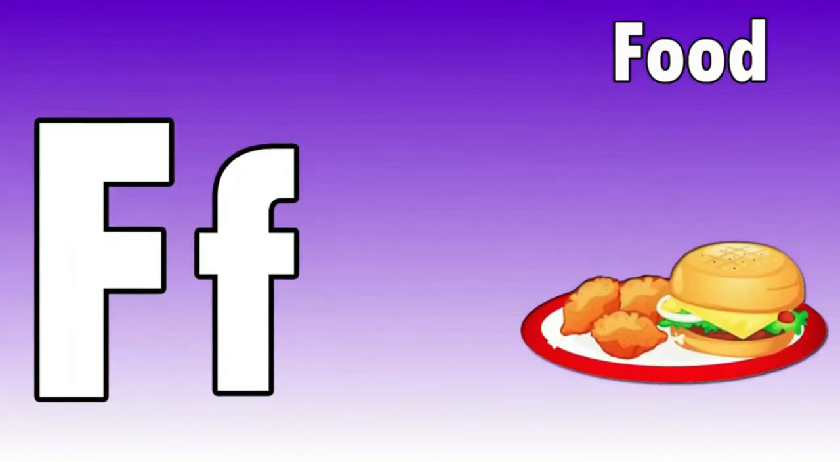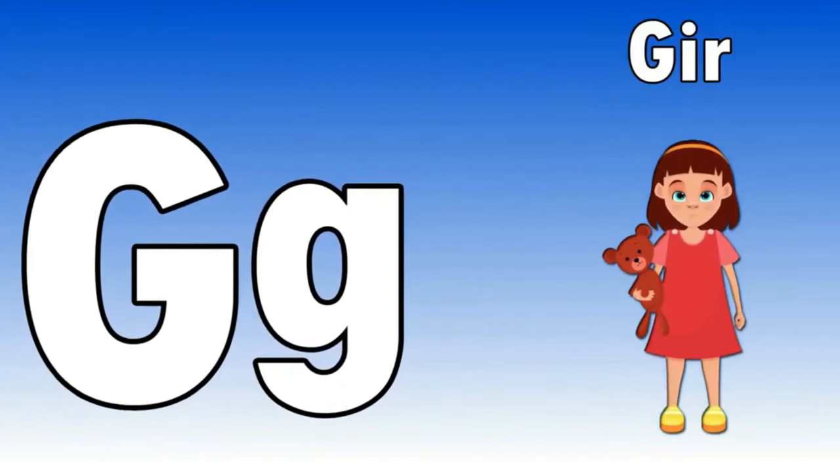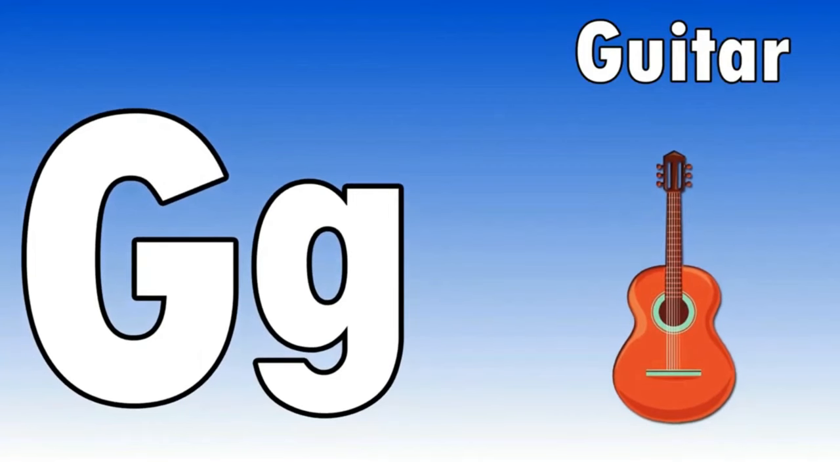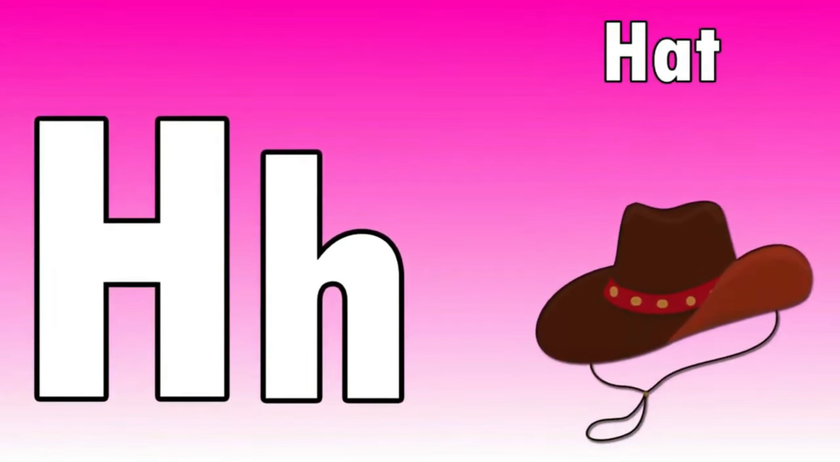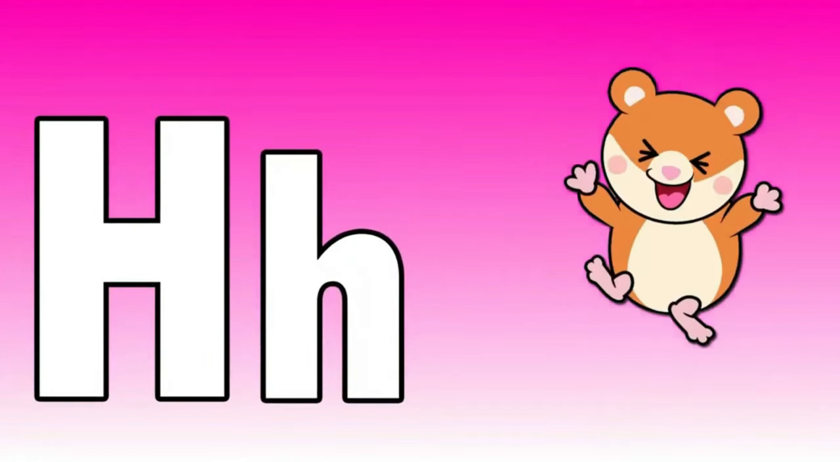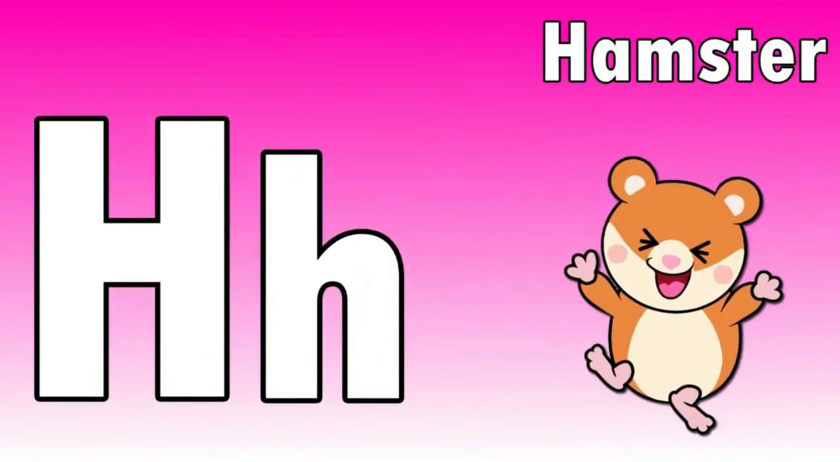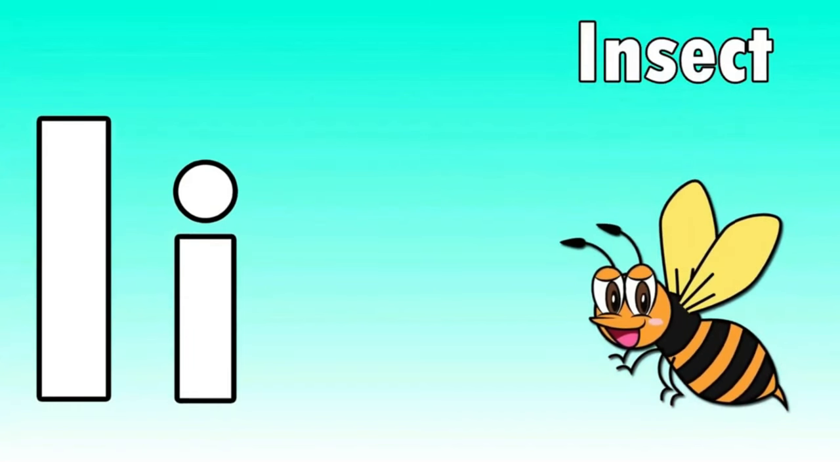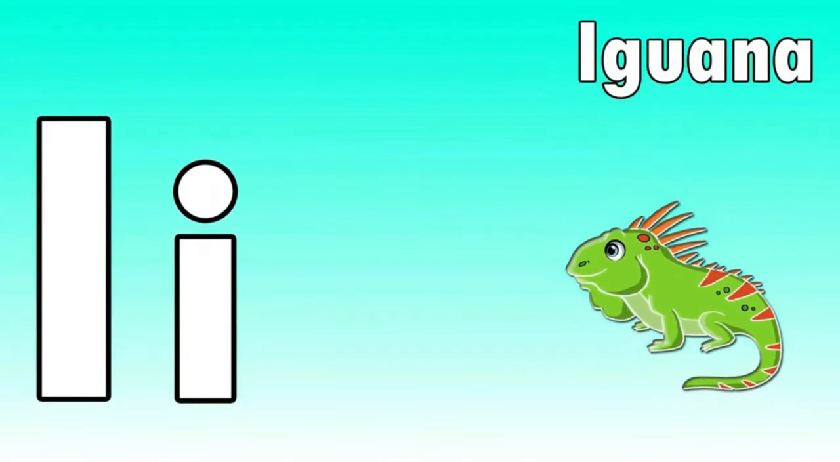Fork. F, food. Food. G, girl. G, G, girl. G, guitar. G, G, guitar. H, hat. H, hamster. Hamster. I, insect. I, I, insect. I, iguana. I, I, iguana.